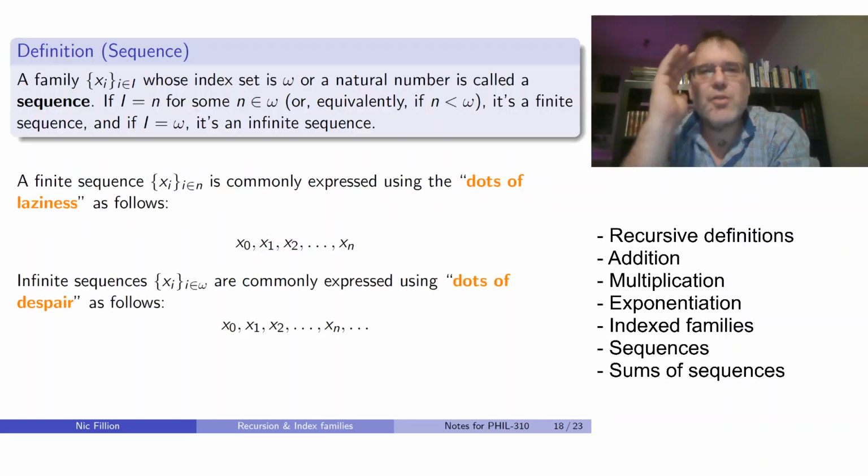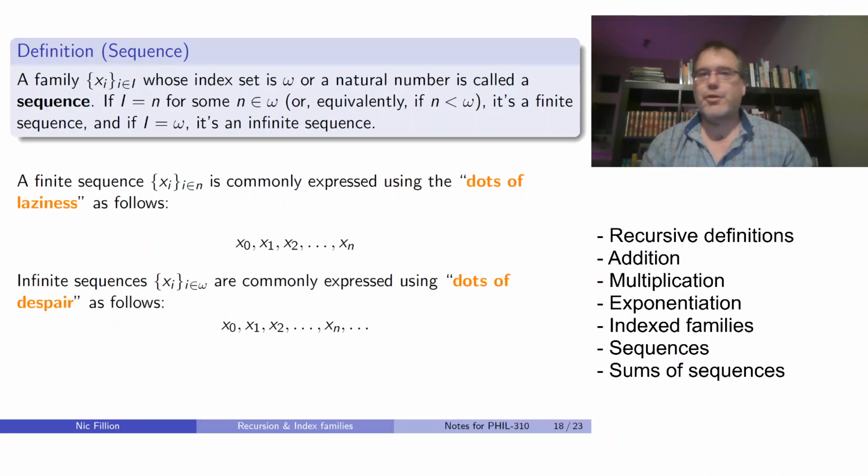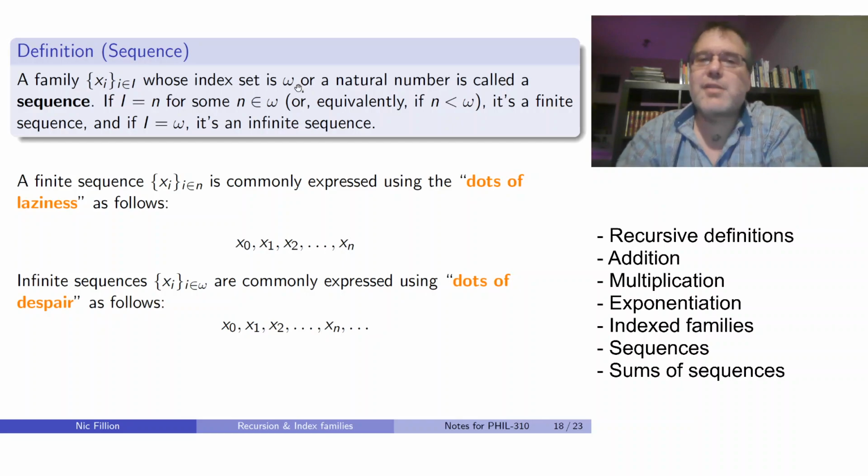Now, some families are so important that we give them a particular name. And this is the case where we index elements using subscripts, and the subscripts are natural numbers, which is a very common case. How often do we use natural numbers as subscripts? Pretty much all the time, right? So families that are indexed with the natural numbers are called sequences. Okay, so if you have a family and the index set is either the set of all natural numbers or a particular natural number, that's called a sequence.